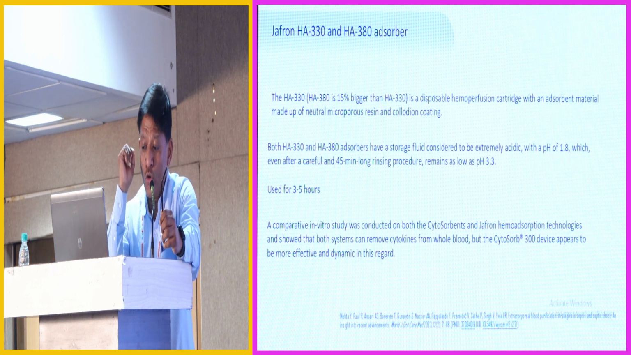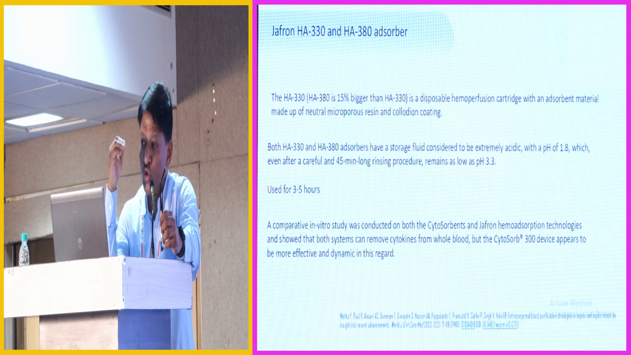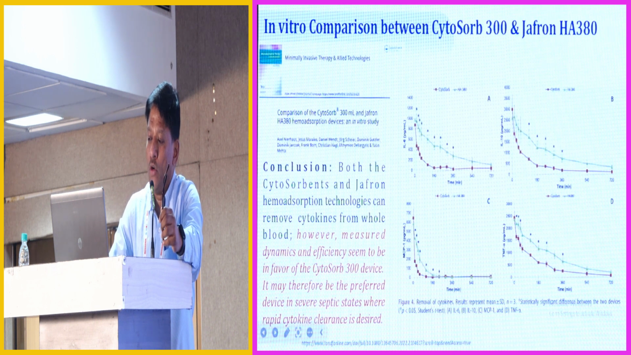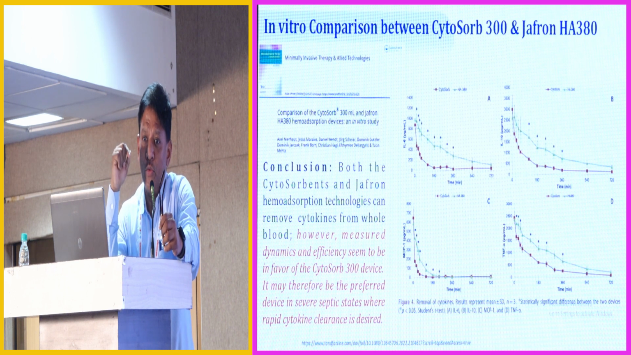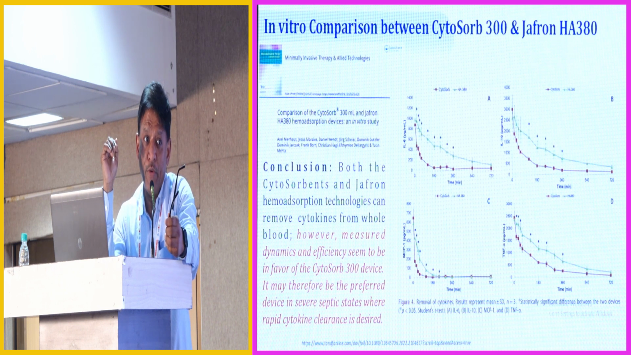A comparative in vitro study was conducted for Cytosorb and Jafron, very recently published, and both showed equivalent reduction in the cytokine levels. However, the data did show that Cytosorb achieved it much faster than Jafron. So the nadir levels of cytokines reached by Cytosorb were much earlier than Jafron. So that's where in a septic shock scenario, obviously you want things to work faster. Both devices removed an equivalent amount at the end of therapy, but the rate of removal was faster with Cytosorb.